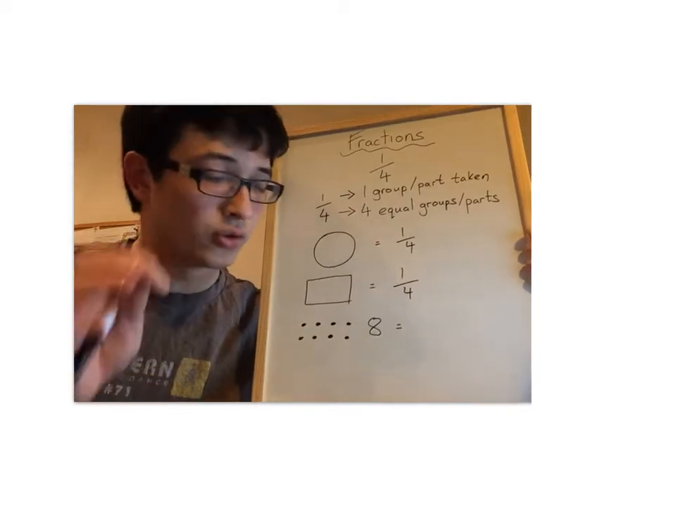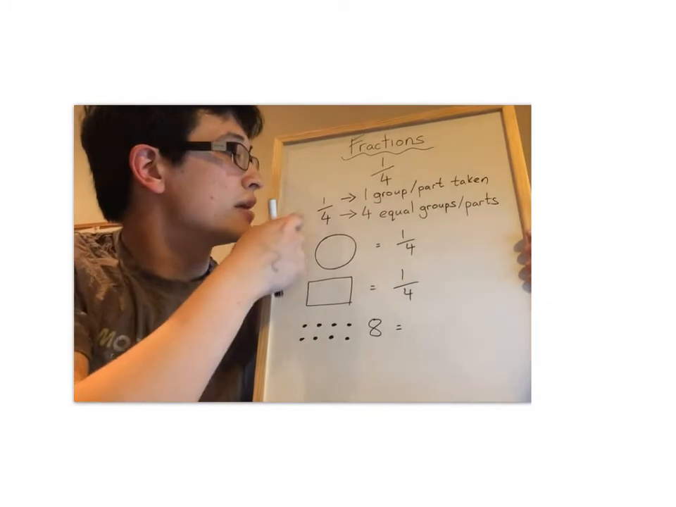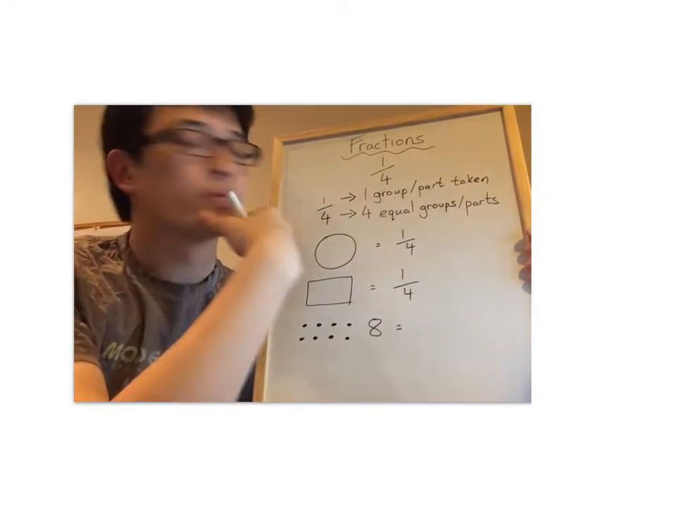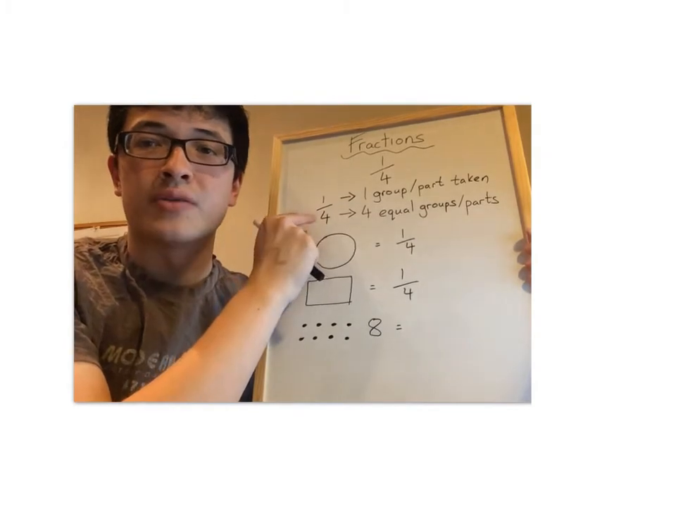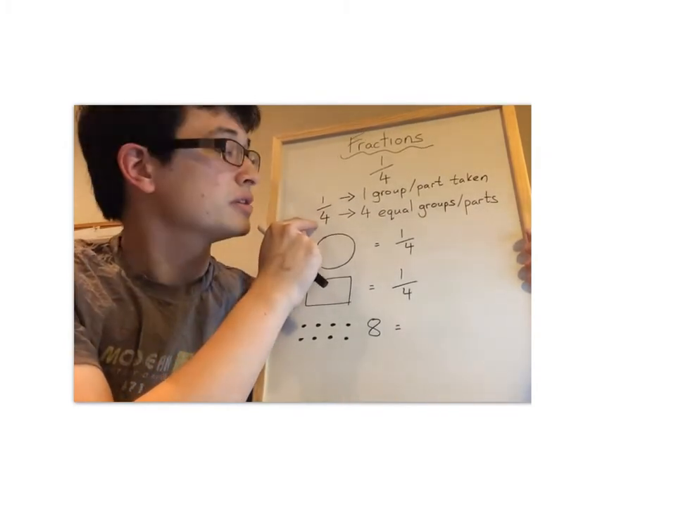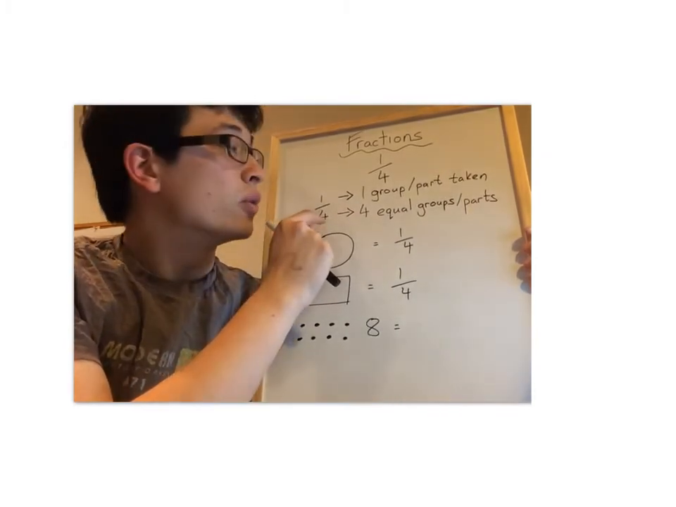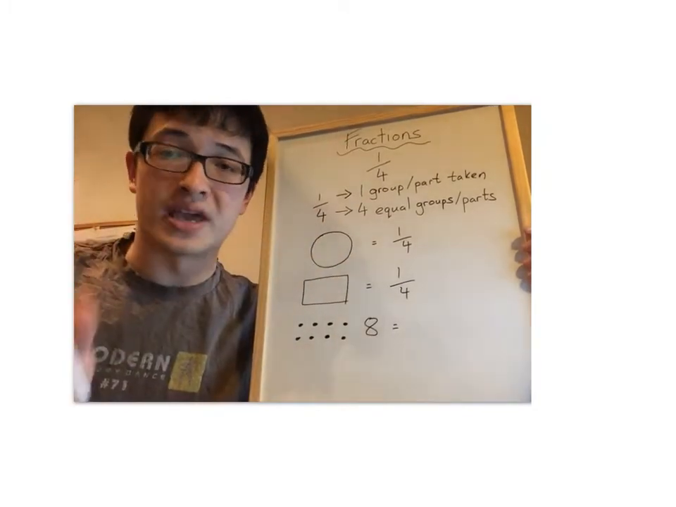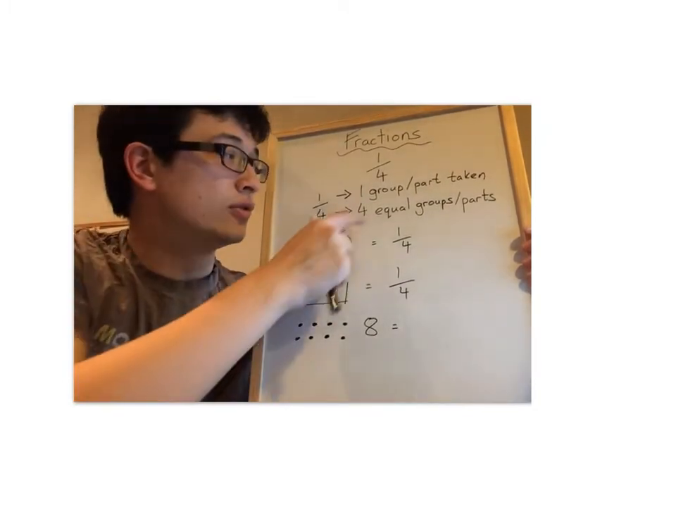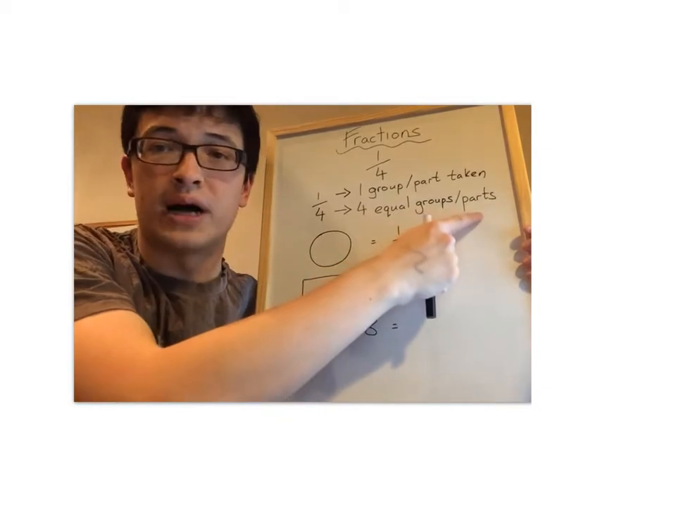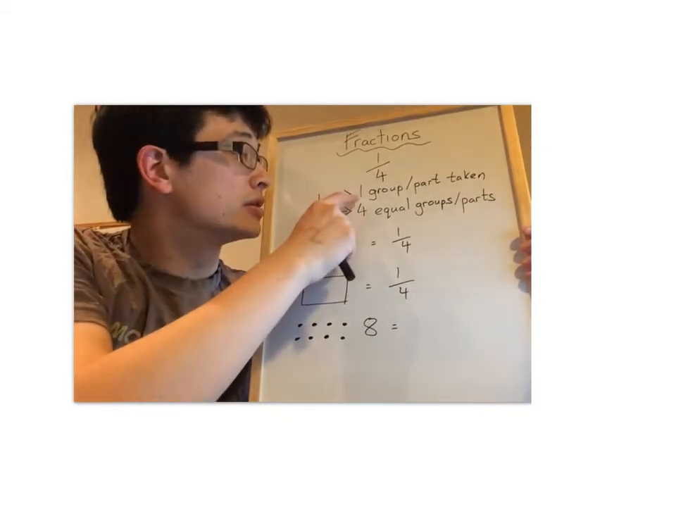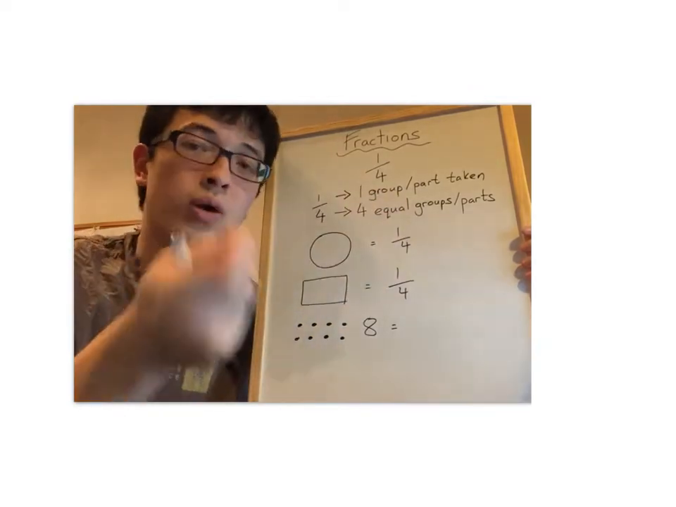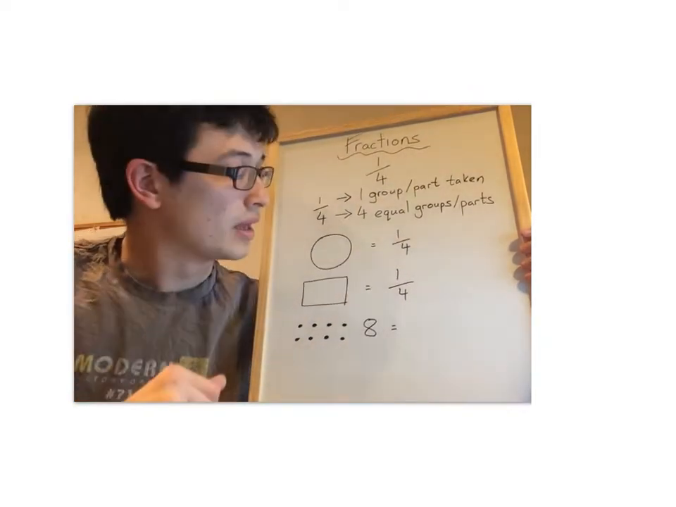Of quarters. Awesome. So, here's a quarter, and we need to remember that the top number is the numerator, and the bottom number is the denominator. As you can see, the denominator is 4, which means that we have to split the shape or number of objects into 4 equal groups or parts. The numerator, which is 1, tells us that we need to take one group or one part from that shape.